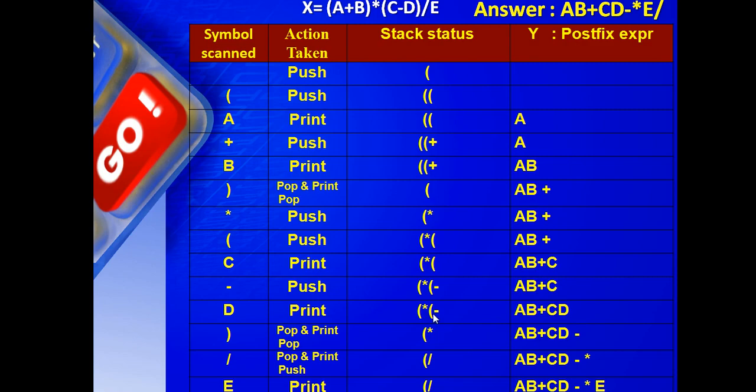What you have to do now? Minus is to be popped. Your previous stack is containing left parenthesis, star, left parenthesis, minus. Due to the right parenthesis, pop this and print. And only pop left parenthesis but don't print it. Now remaining is left parenthesis and star.